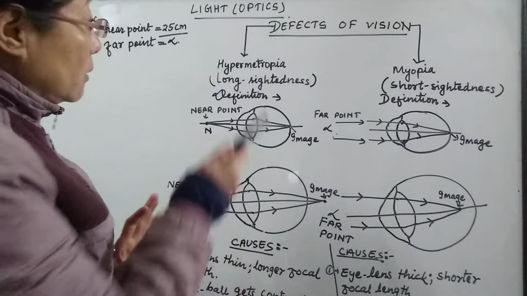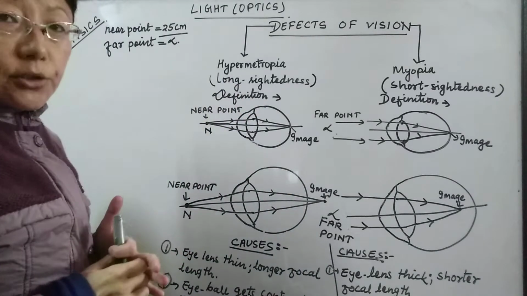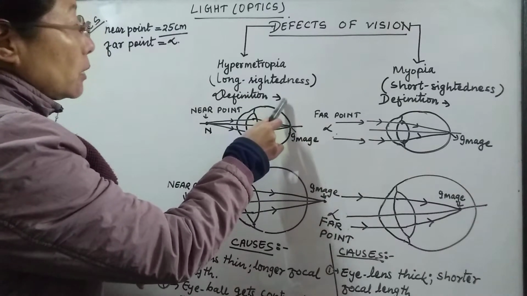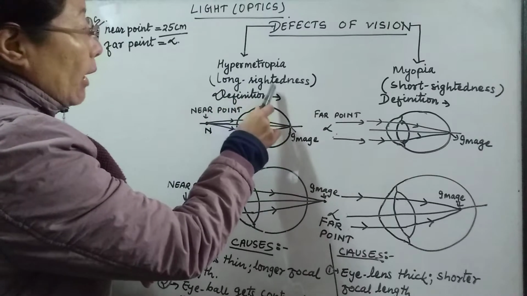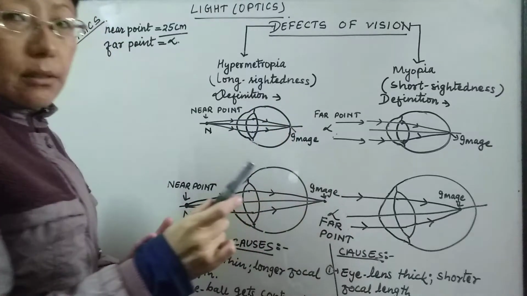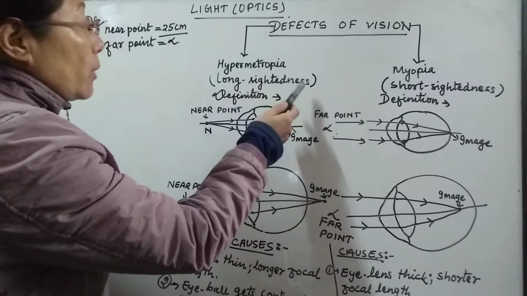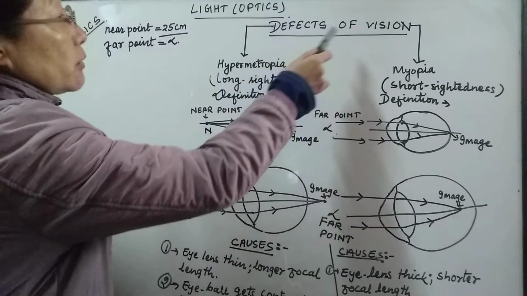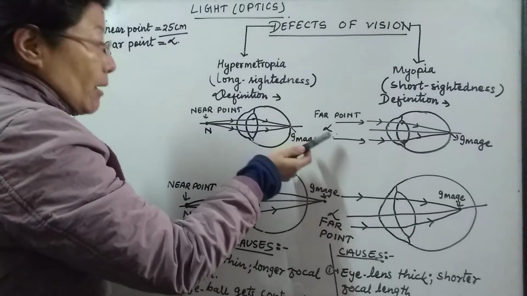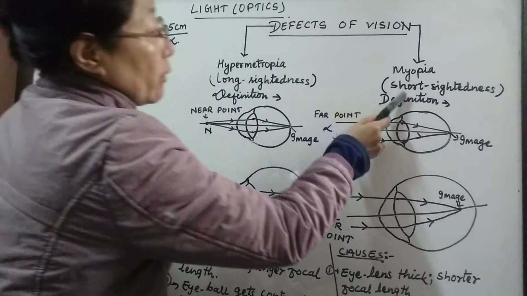To define these terms, hypermetropia: the defect of vision in which a person can see far away objects but cannot see near objects. That is the definition, in the simplest way. What is hypermetropia? Hypermetropia is the defect of vision in which a person can see far away objects but cannot see nearby objects. Finished. Okay, over here, myopia.